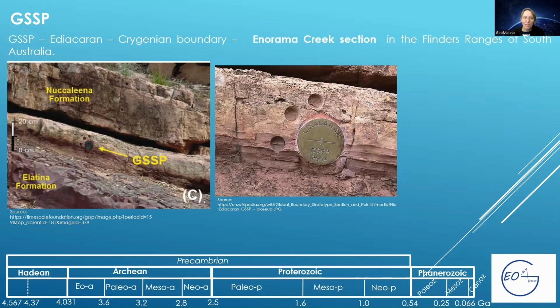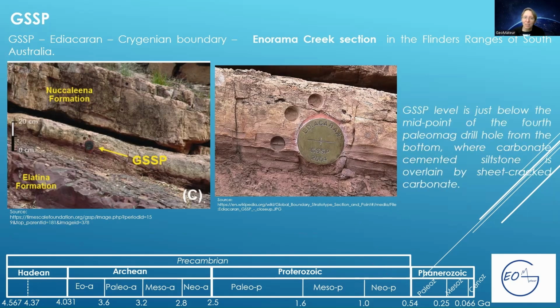This GSSP, you can see in this picture, it's pretty well marked. It's a close look at the GSSP. And the GSSP level is just below the midpoint of the fourth paleomagnetic drill hole from the bottom, where carbonate cemented siltstone is overlain by sheet cracked carbonate.